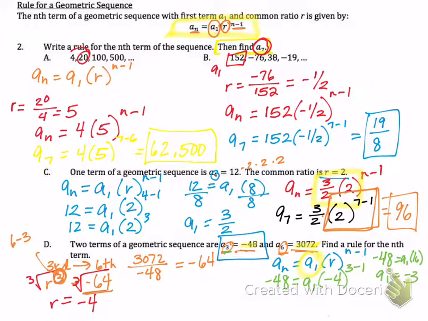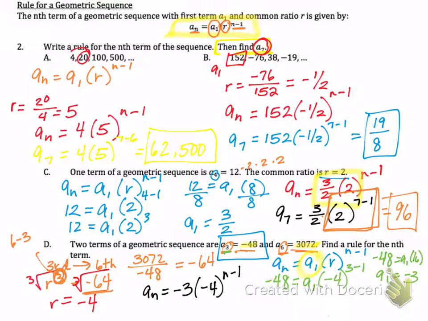So then my answer, it wants the final generic formula in terms of n. It would be a sub n equals, my first term is negative 3, my rate is negative 4 to the n minus 1.